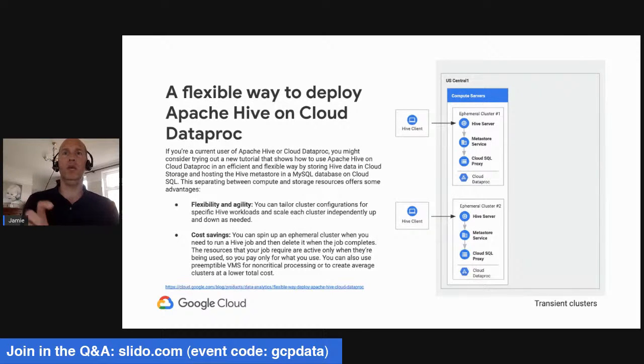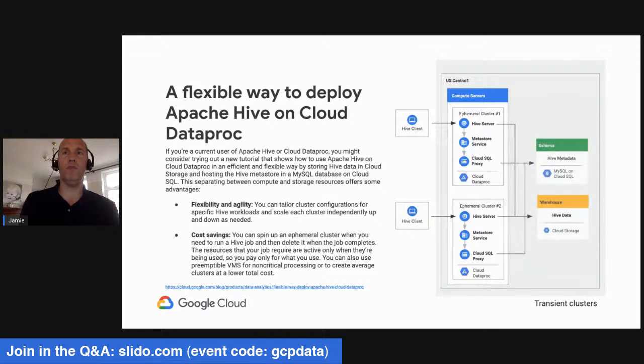What we're depicting here is two of these ephemeral Dataproc clusters. Each of them runs some of the key components of the Hadoop and Hive ecosystem. They run Hive server, they run a metastore service, they run a piece of software called Cloud SQL Proxy, which enables the Hive metastore to talk to a Cloud SQL instance running within GCP. And that is all part of a Cloud Dataproc instance. But the key thing to take away from this is that one thing that is shared by all these ephemeral clusters, or transient clusters as we call them, is the information about the data itself and the structure of that data.